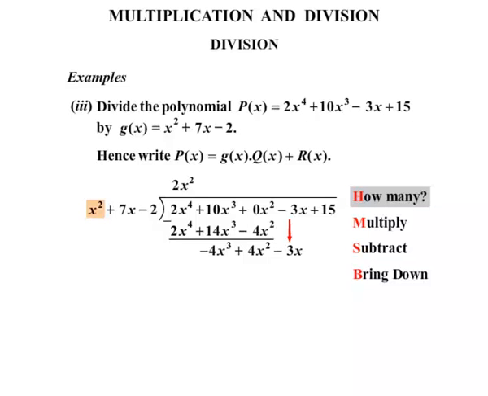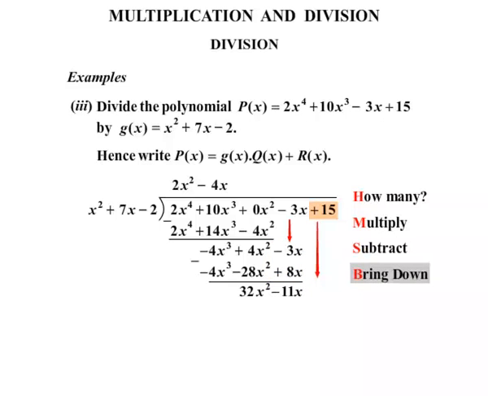How many times? So that x squared dividing into the minus 4x cubed, how many times will that happen? It happens minus 4x times. Let's multiply now the minus 4x by that. We end up getting minus 4x cubed minus 28x squared plus 8x. We then subtract, all right, that minus 4x cubed take away itself is gone. 4x squared minus minus becomes plus 28x squared. We get 32x squared. And finally in this bit, minus 3x minus the 8x will have minus 11x. Again, we need to bring down our next term, the plus 15.